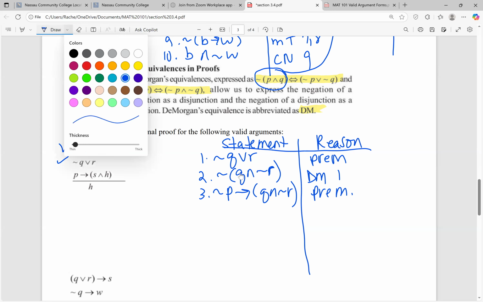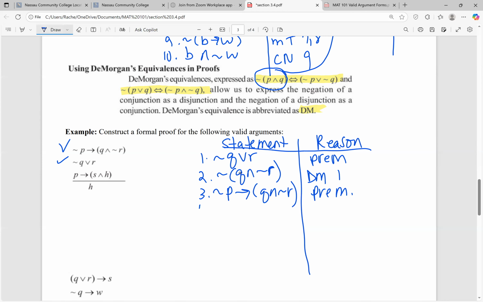So then according to modus tollens, I'm going to get not P, right? So we have to negate the left-hand side of the conditional, which is going to be P. So this was modus tollens on 2 and 3.